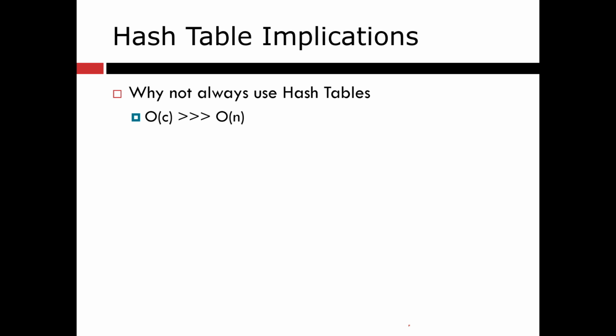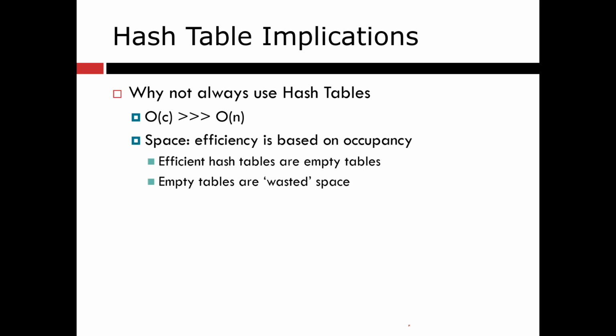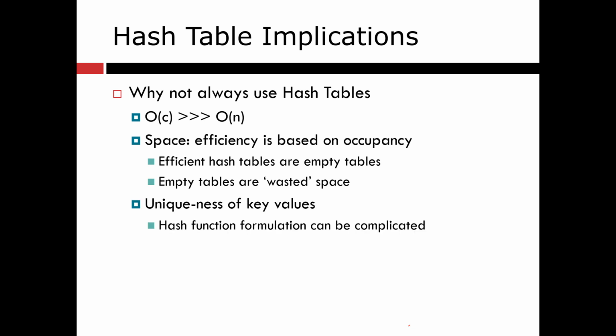And this leads to the idea that the reason we don't always want to use hash tables is because sometimes we shouldn't. Yes, O(1) is much, much better than O(n). However, it's at the expense of a couple of things. One is our space efficiency, right? Efficient tables don't have anything in them, and empty tables are wasted space. These are two sides of the same idea. So that's going to be an issue. And then the other thing is that creating unique key values is not necessarily straightforward, and it's not necessarily guaranteed either. So it's a little complicated how we want to do that hashing.